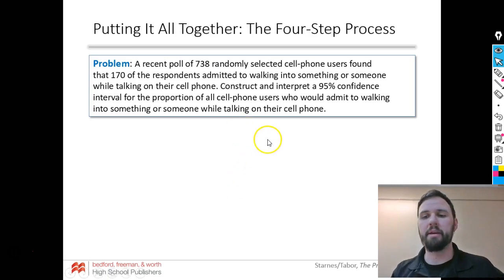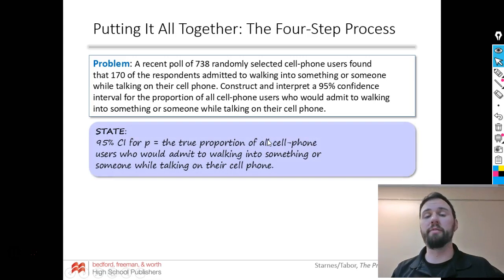Okay. State, what are we looking for? We are looking for a 95% confidence interval for the true proportion of cell phone users who walk into something. Okay? We want a 95% confidence interval.